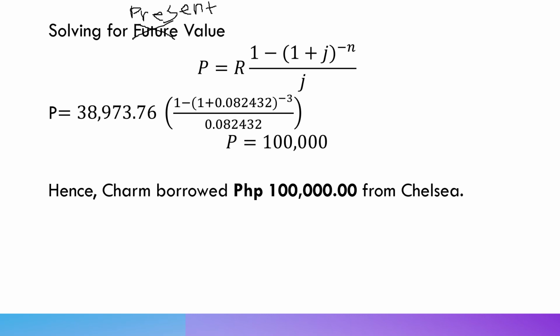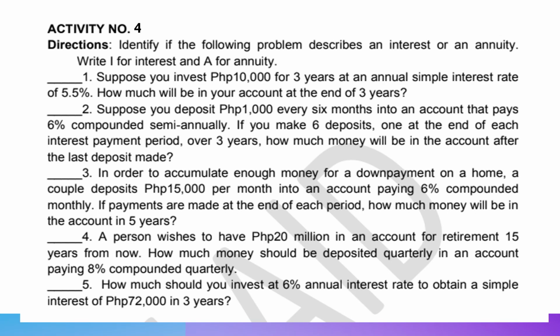Okay, so ito yung puhunan na hiniram niya, or the exact money na hiniram niya kay Chelsea. Okay, so let us proceed with this activity number 4. Direction: identify if the following problem describes an interest or annuity. So number 1, that is an interest. Because suppose you invest 10,000 for 3 years at an annual simple interest rate of 5.5%, how much will be in your account at the end of 3 years?